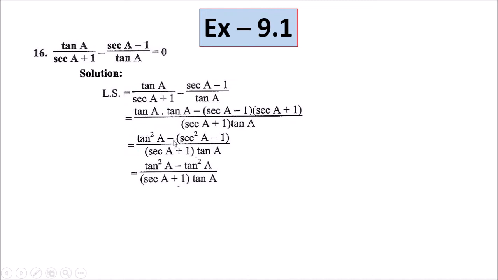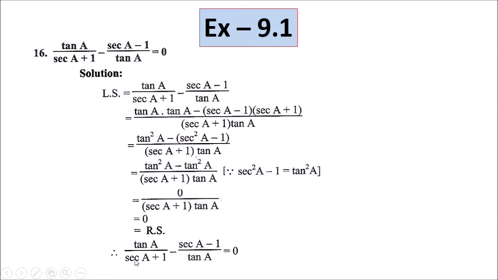Now I am just writing here the formula of sec square A minus 1, that equal to tan square A, and you can see tan squared A minus tan squared A is gone. So here it is 0. So 0 by anything is 0. So it is remaining that equal to 0. That is your right hand side. So tan A by sec A plus 1 minus sec A minus 1 by tan A, that equal to 0. So that is your proof.